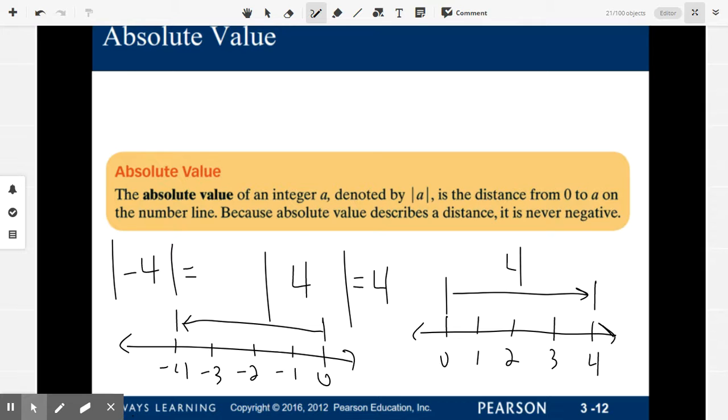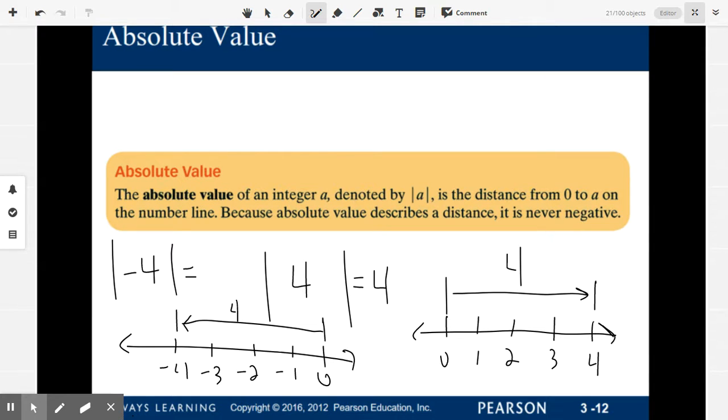If you drive from Murfreesboro to Nashville, that's about 30 miles. If you drove backwards, that's not going to mean you drove -30 miles. You still drove 30 miles to get to Nashville. Here, if I was using a measuring tape, they don't measure negative numbers. It's always a positive number. This is 4 units, 1, 2, 3, 4 units from 0.